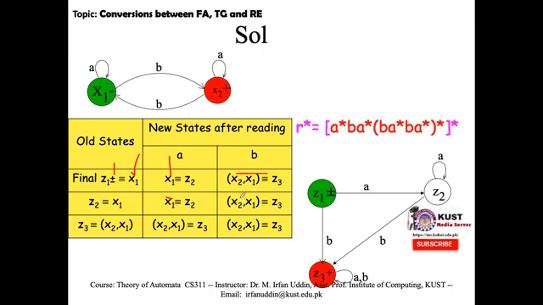X2 X1 reading B, we go to X2 X1, which is same as Z3. Now take X2 X1. X2 reading A, we go to X2 X1, and X1 reading A, we go to X1, which is same as Z3. X2 reading B, we go to X2, and X1 reading B, we go to X2 X1. So this is Z3.